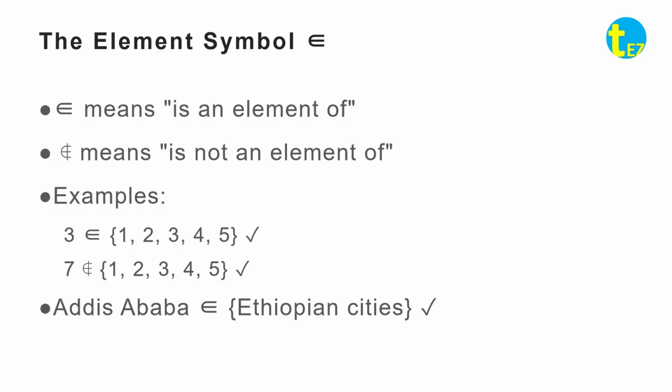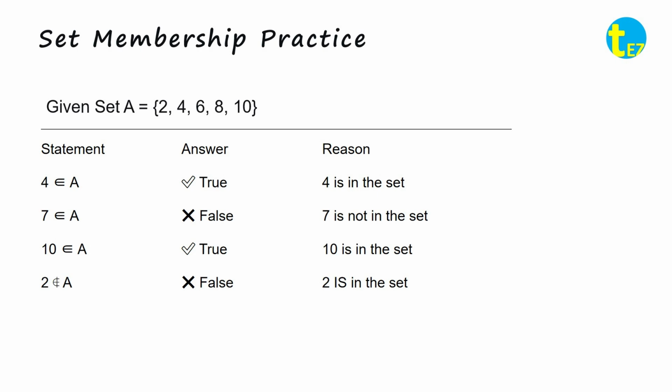Look at our set A: 2, 4, 6, 8, 10. These are even numbers from 2 to 10. Now, first statement: 4 is an element of A. Is 4 in our set A? Yes, 4 is in the set, so it is true.